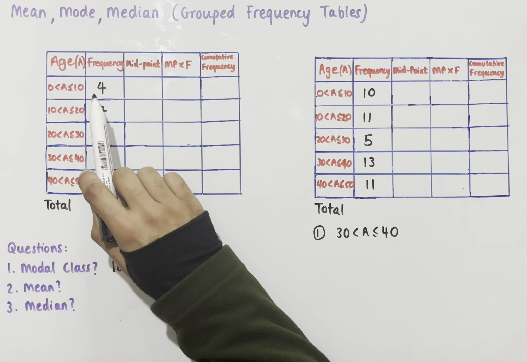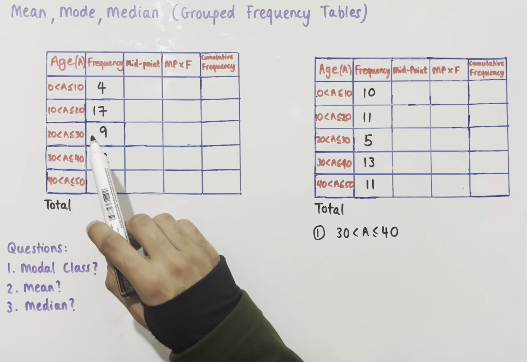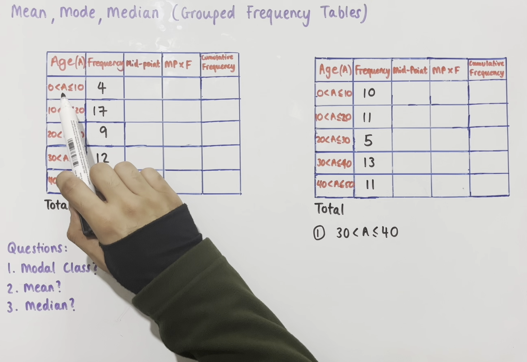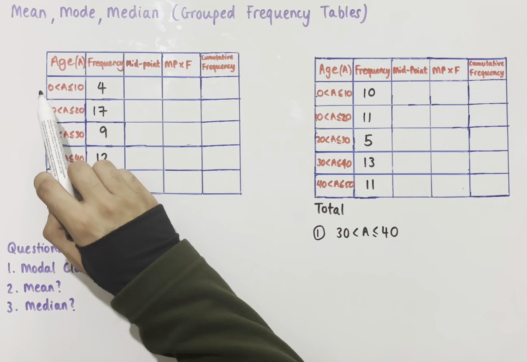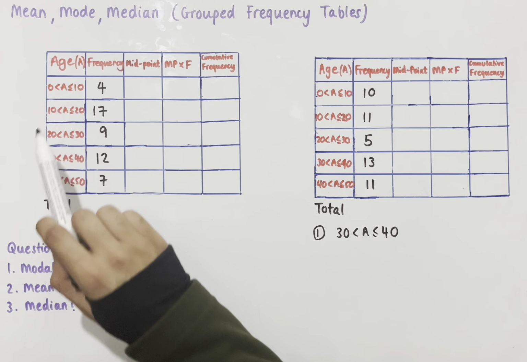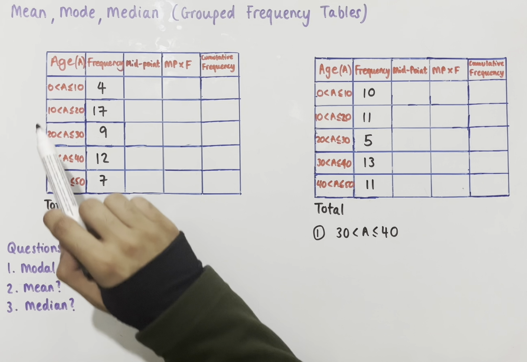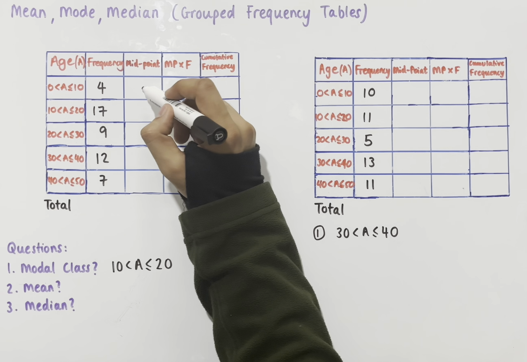Now we don't know what the ages of these individuals are, and so the approach we use is an estimate by taking the midpoint of each of these classes. So we'll start with the first class here. The midpoint of 0 to 10 would be to add these two numbers together and then divide by 2. So 0 plus 10 is 10, and 10 divided by 2 gives us 5.